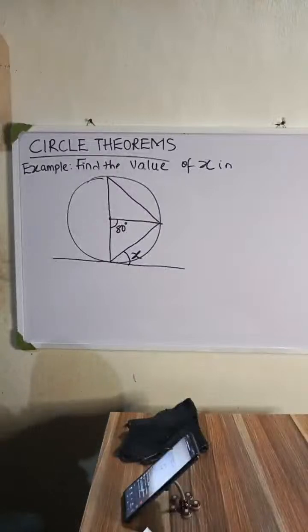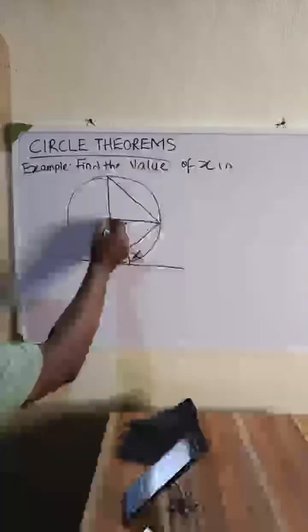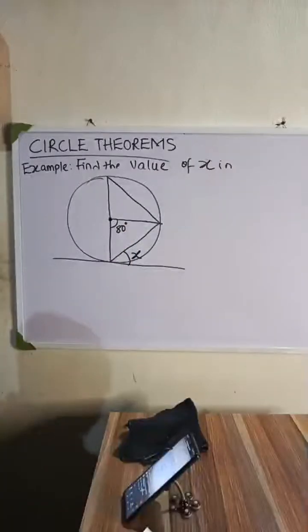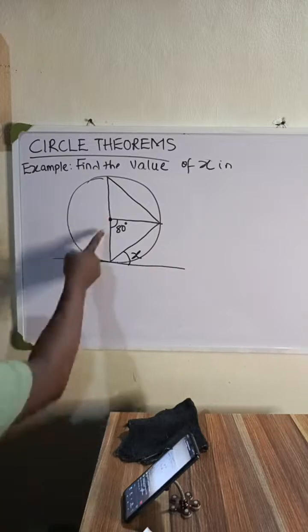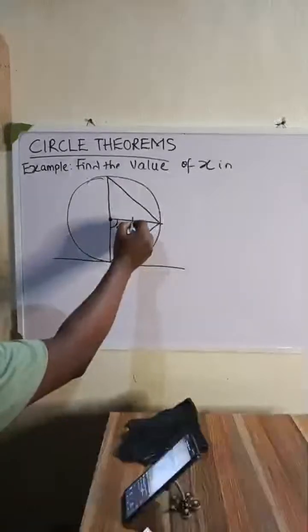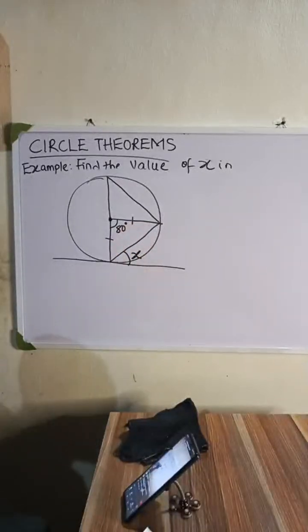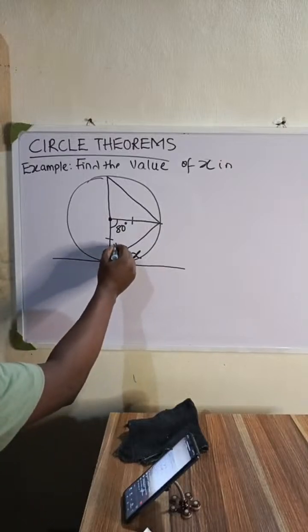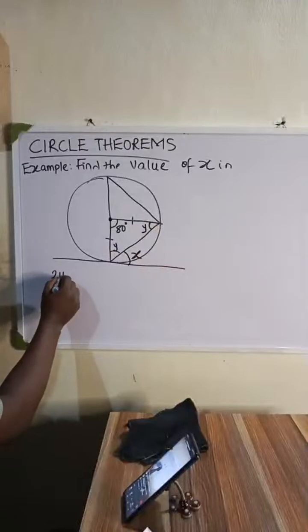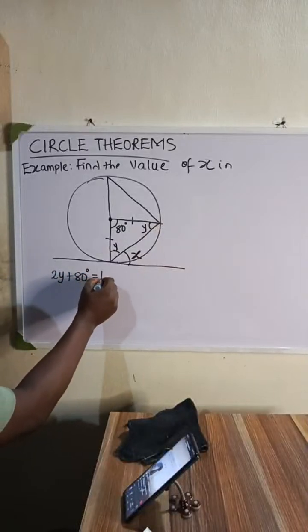Okay, let's look at it. From this point, this is the center. So a line drawn from the center to the circumference is called radius. So here to here is a radius, here to here is a radius. So both of them are the same, so that means they are equal. And if both of them are equal, that means these two angles are also equal. So let's call here y, and let's call here y. So 2y plus 80 degrees is equal to 180 degrees.